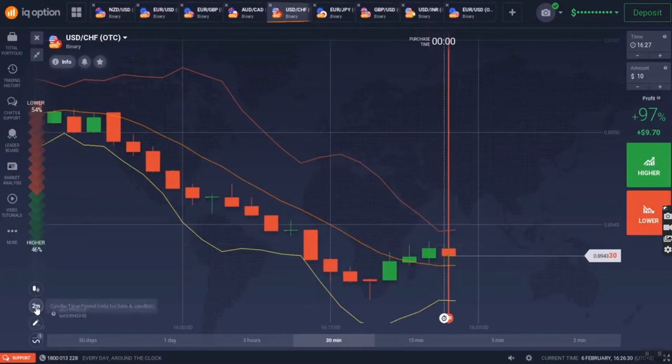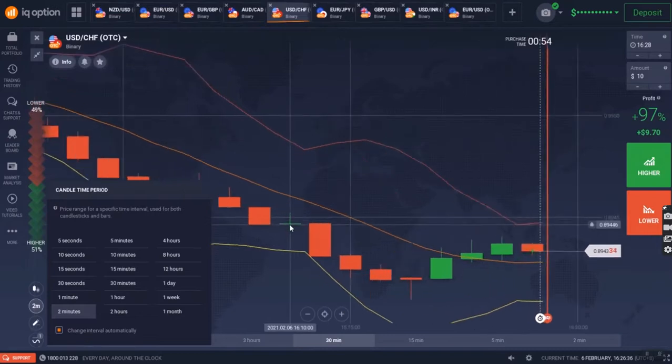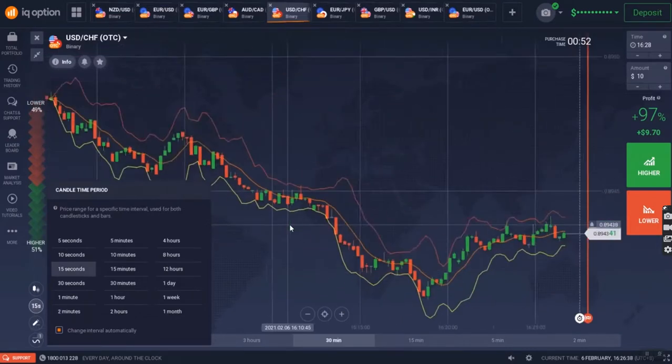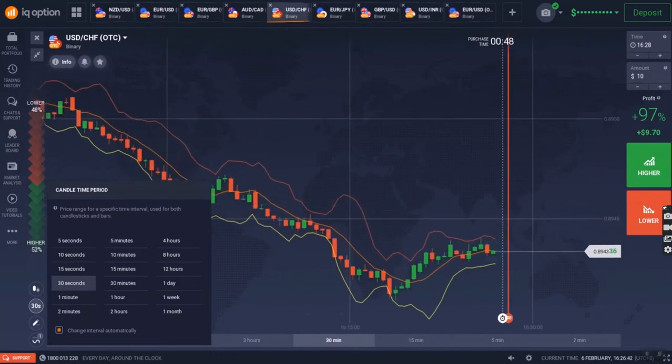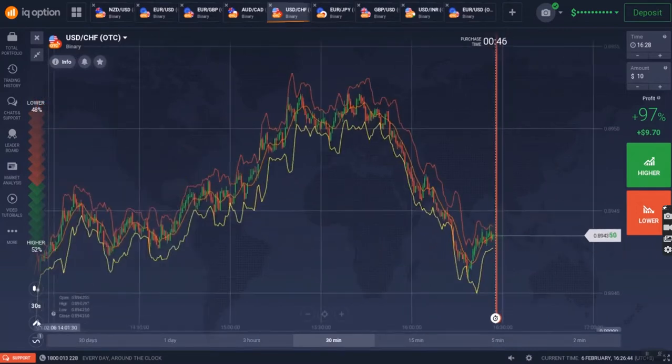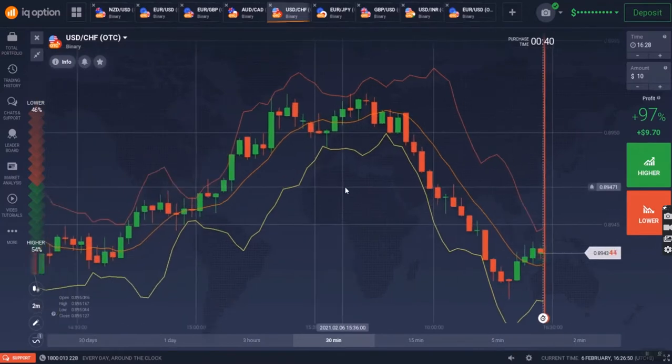We will be using it on a 2 minutes time frame. Make sure that you do not have this checkbox ticked, as if you have this checkbox ticked, every time you scroll in, it will automatically change your timing and you might come up with some human error. So always click the 2 minutes. Make sure that your change of time interval is not checked. This is something to take note on.